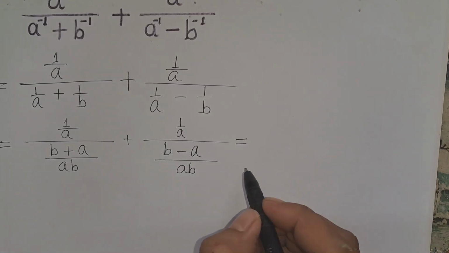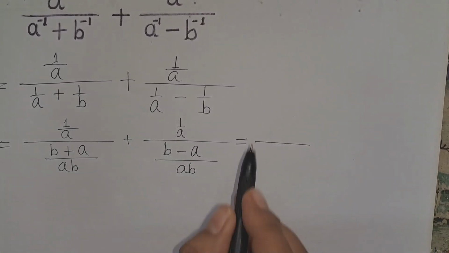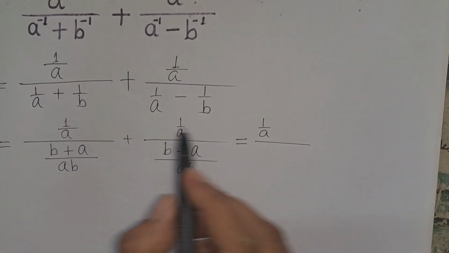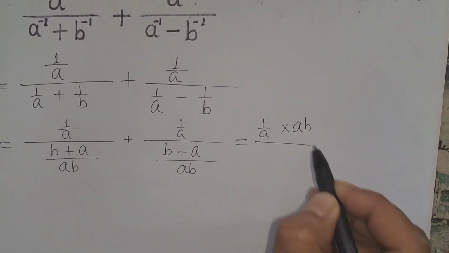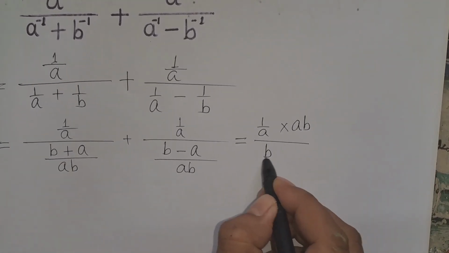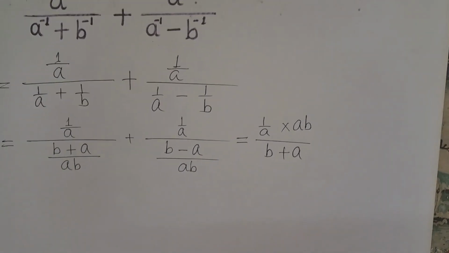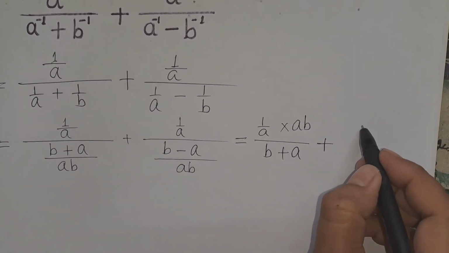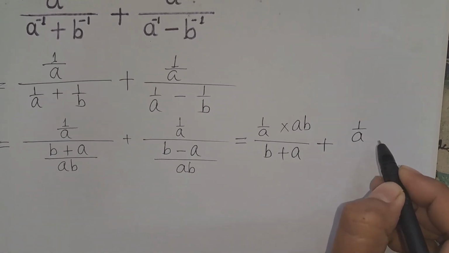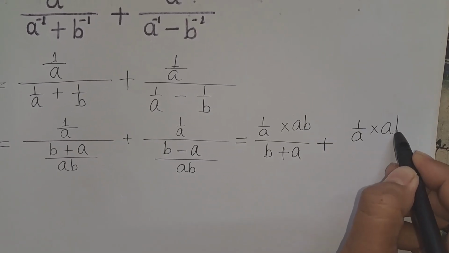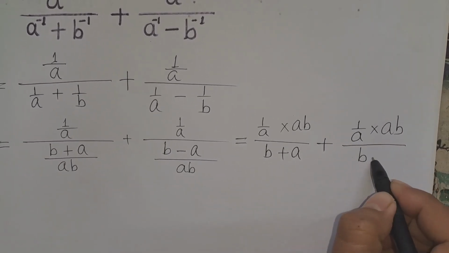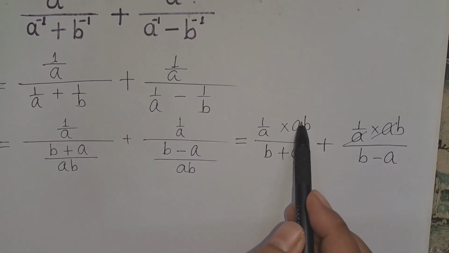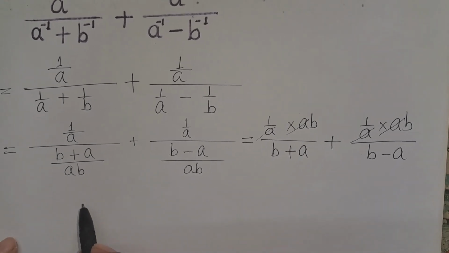Let me do the next step on this side because I am lacking space or it would go outside the frame. So 1 by a, ab will become the numerator, 1 by a into ab divided by b plus a, this is the denominator, plus 1 by a. Here also ab will become the numerator, so 1 by a into ab divided by b minus a. Interesting. The a will be cancelled.